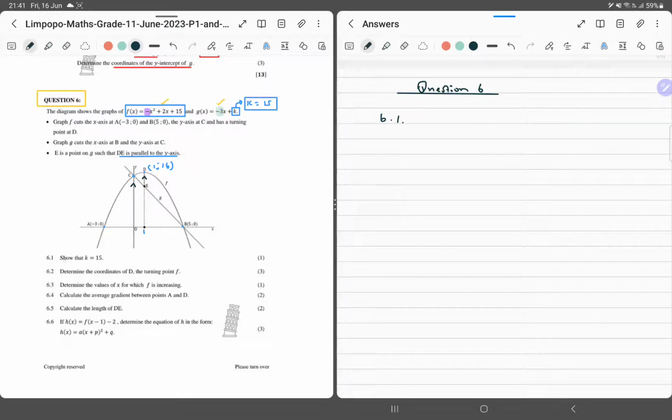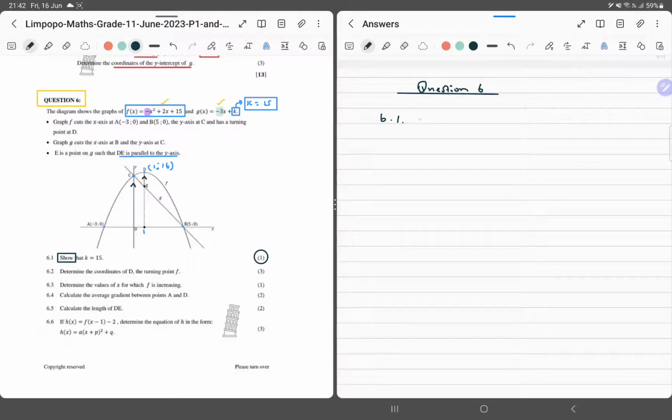6.1 says show. Now once they say show, as much as we know we could easily just do it, but now we're being forced to show. That means we can't just show up with an answer. Even though this is just 1 mark, we have to show. So no shortcuts.